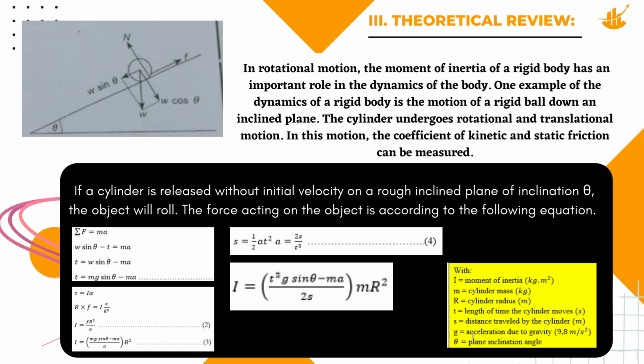Where I is the moment of inertia with the unit of kilogram meter squared, M is the cylinder mass with the unit of kilogram, R is the cylinder radius with the unit of meter, T is the length of time the cylinder moves with the unit of second, S is the distance traveled by the cylinder with the unit of meter, and G is the acceleration due to gravity, 9.8 meters per second squared, and theta is the plane inclination angle.